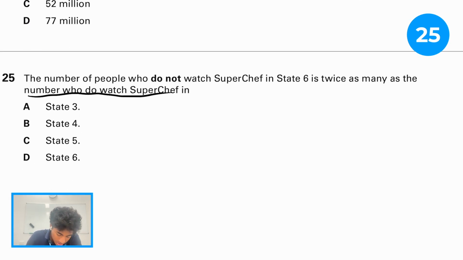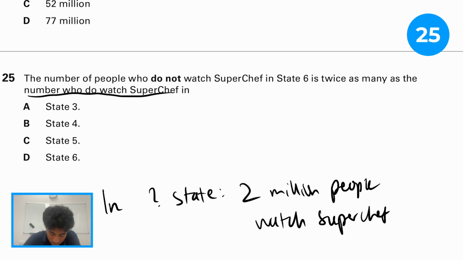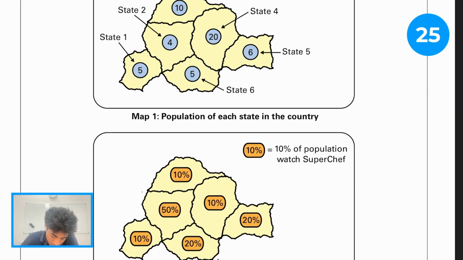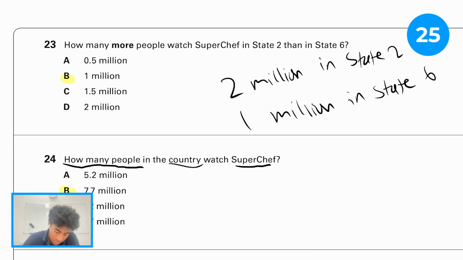in another state. That means we don't know, in some mystery state, 2 million people watch Super Chef. And we see that's going to be our state 4. In state 4, 10% of 20, so 2 million people watch Super Chef. That means it's going to be state 4.